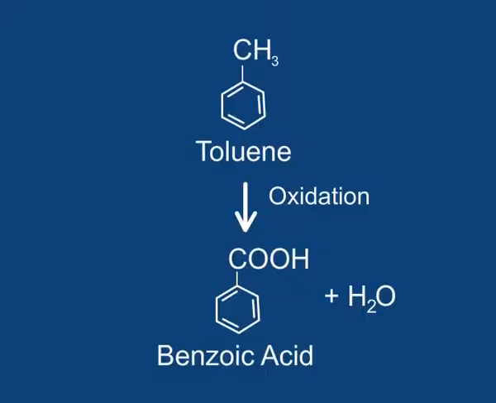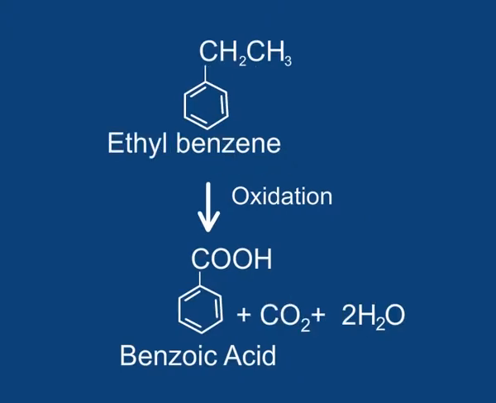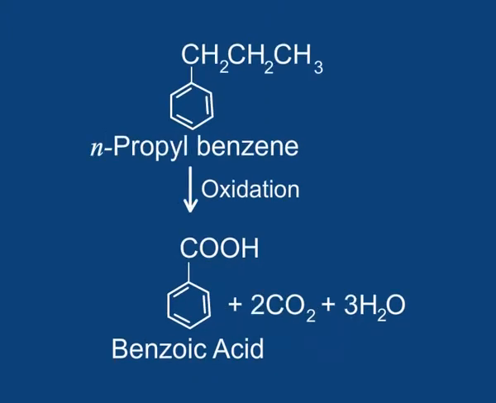Toluene on oxidation gives benzoic acid along with water. Ethyl benzene on oxidation gives benzoic acid, carbon dioxide and water. N-propylbenzene on oxidation gives benzoic acid, carbon dioxide and water.